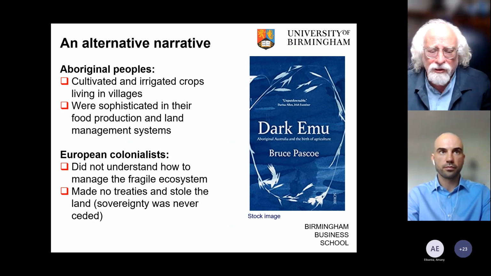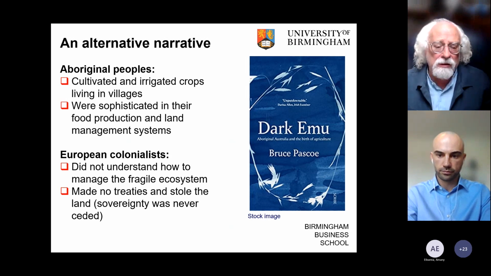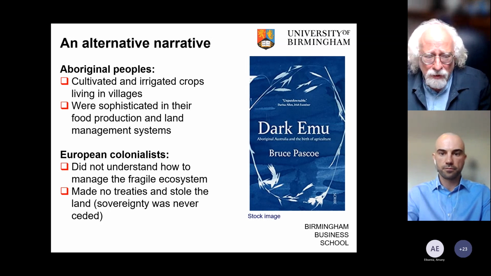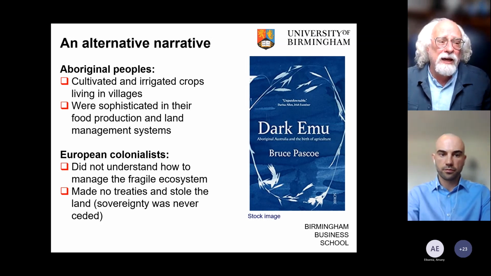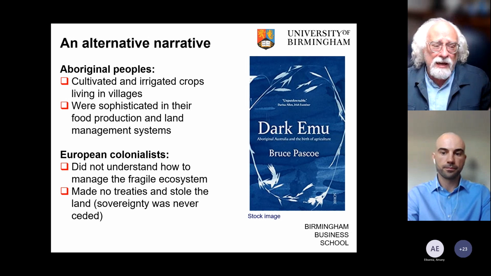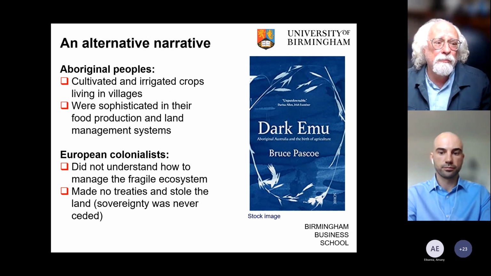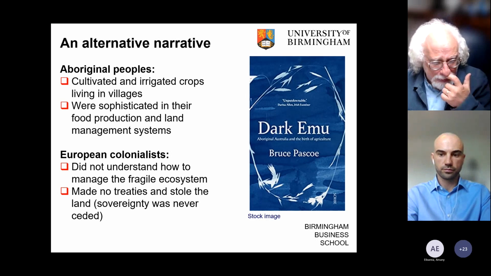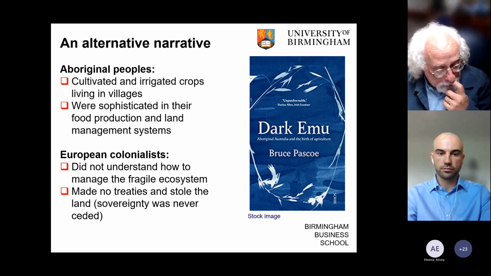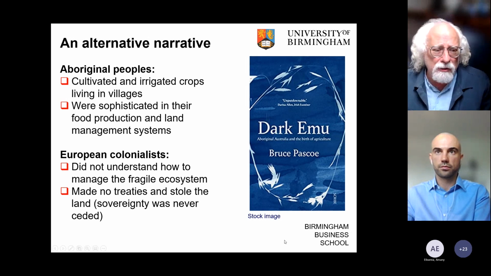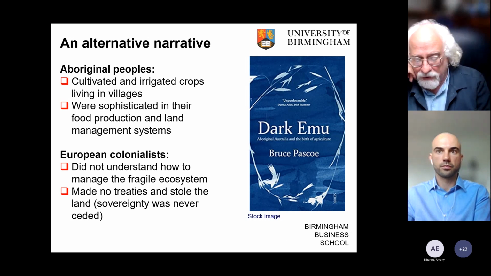The European colonists didn't understand how to manage this fragile ecosystem. They didn't make any treaties and stole the land. And if you go back to the Ziggy Ramone song, sovereignty was never ever ceded. So they never actually were given any of that land. It's very different from what happened in Canada, for example, where sovereignty was ceded. Now, if we just go on to a little bit more, which I go into in more detail in the class, the next slide, please.